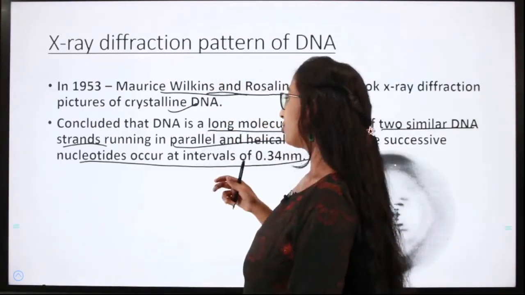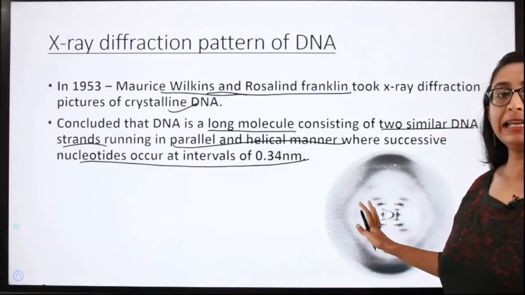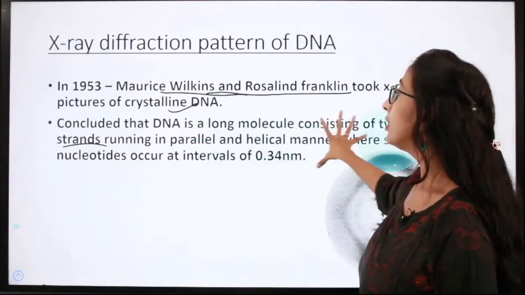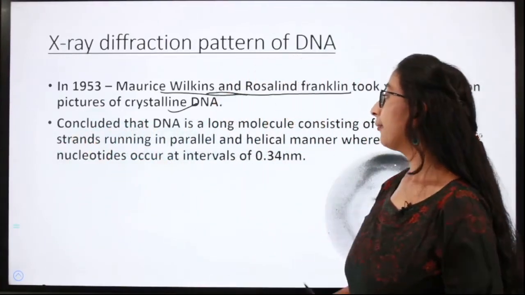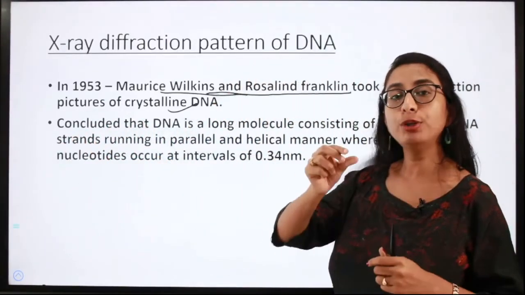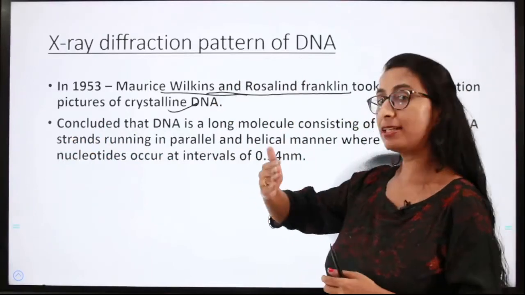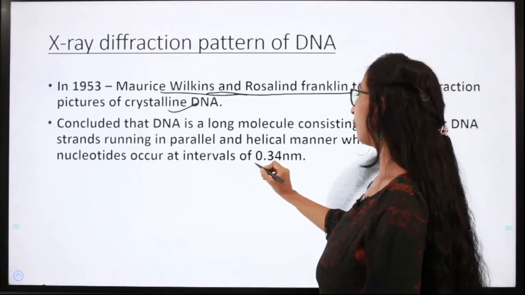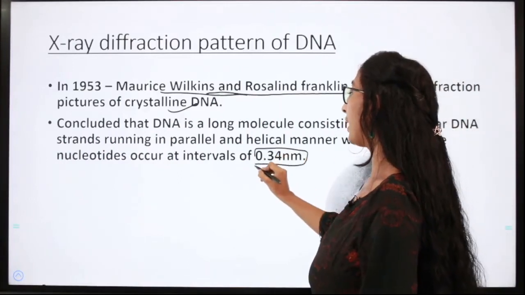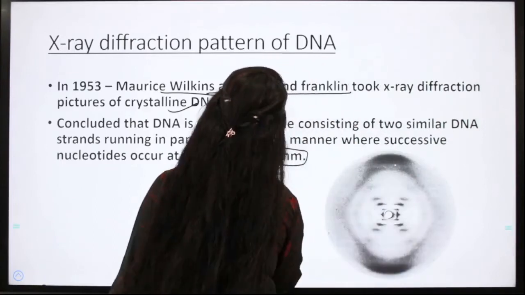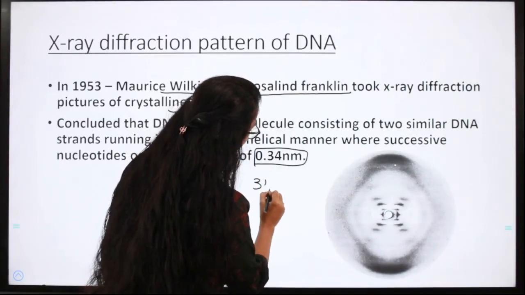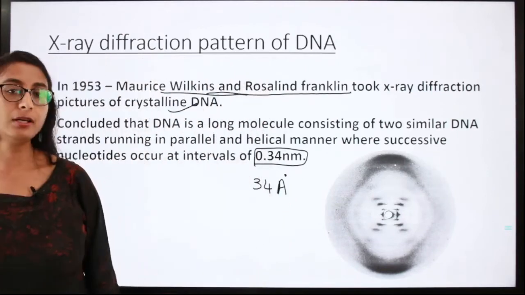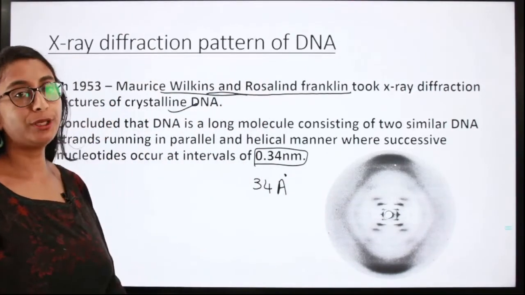So they said that based on the pictures of the crystalline DNA, they concluded that DNA is a long molecule consisting of two similar DNA strands running in parallel direction, and they have nucleotides occurring at successive gaps, and those intervals are of the measurement 0.34 nanometer, or we can also call it 3.4 angstrom unit. Isn't it? 0.34 nanometer is also 3.4 angstrom unit.